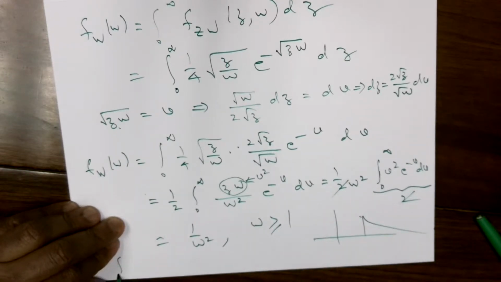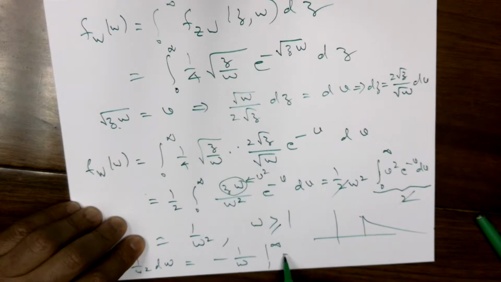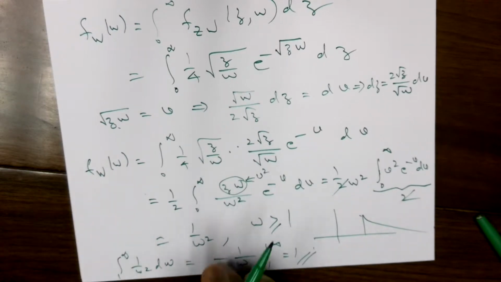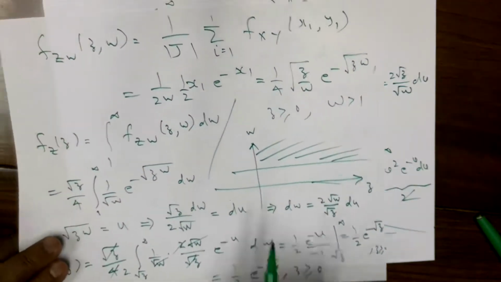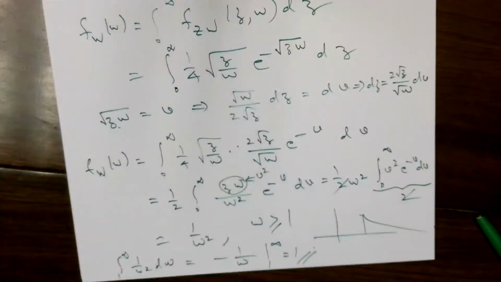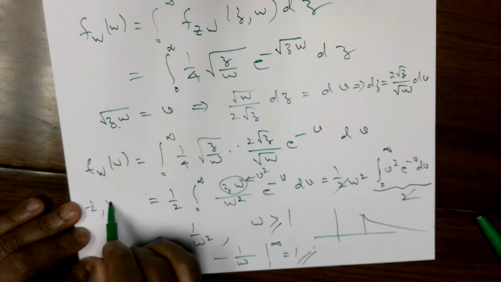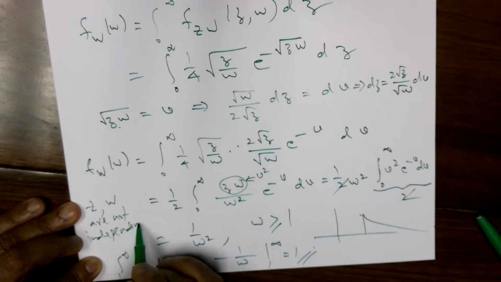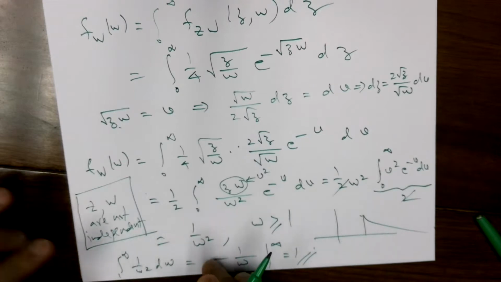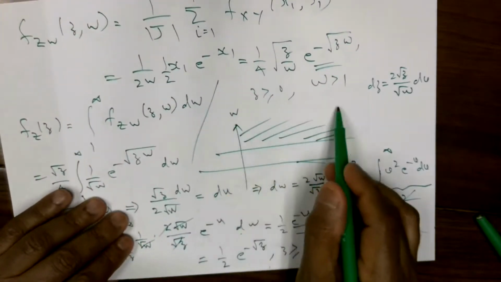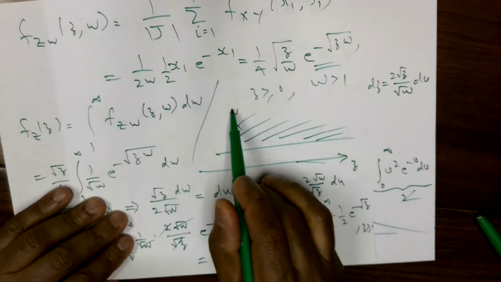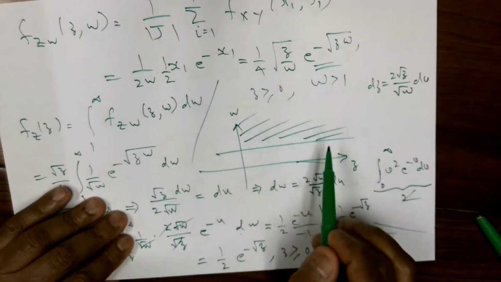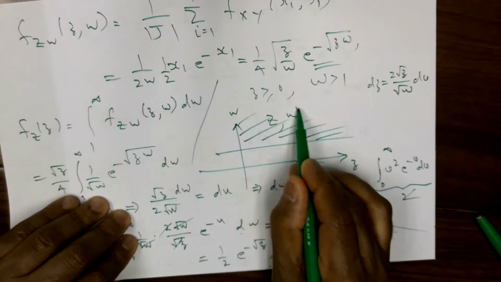And this you can quickly see, the integral of 1 over w squared dw is minus 1 over w, from 1 to infinity, which is 1. So that's a density function. But the product of these two, this together with this, is not equal to what we started with. So Z and W are not independent. They are dependent random variables. So what is interesting here is, even though the region where the joint density function is non-zero is rectangular, an infinite rectangle, nevertheless Z and W are dependent.